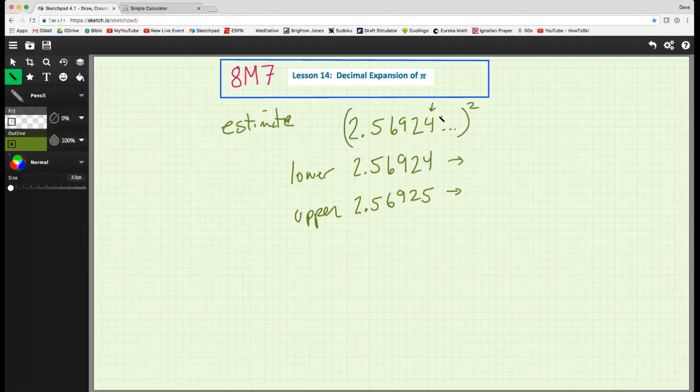Now we're going to square those numbers to find out what this number squared has to be between. Because this number is less than and this number is greater than, so we know that this number is between them. And if I square it, it needs to be between the squares of those two numbers.